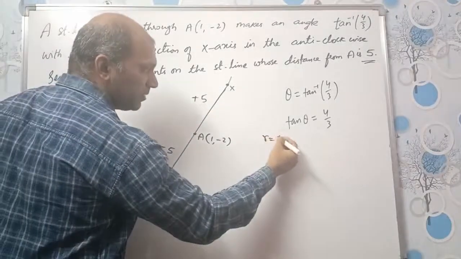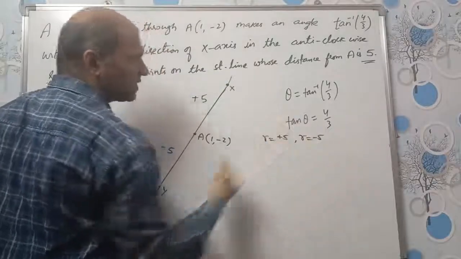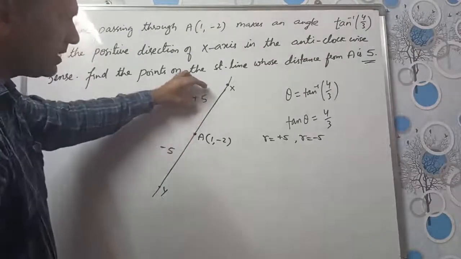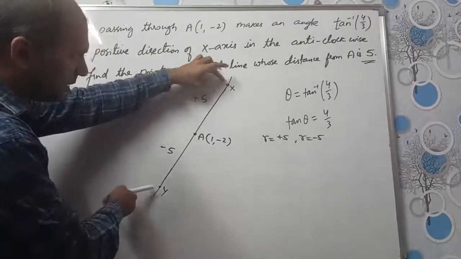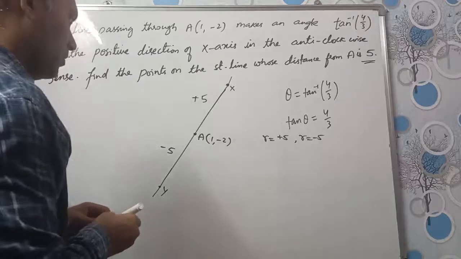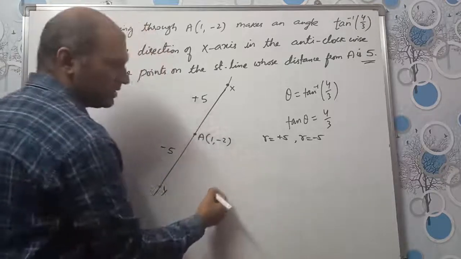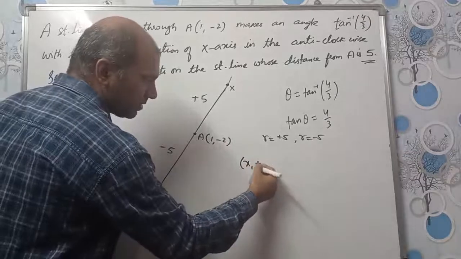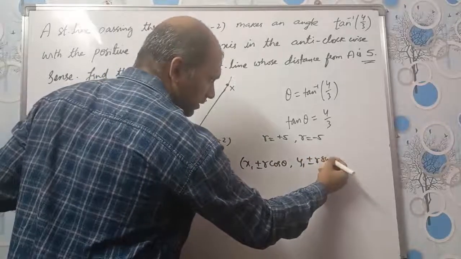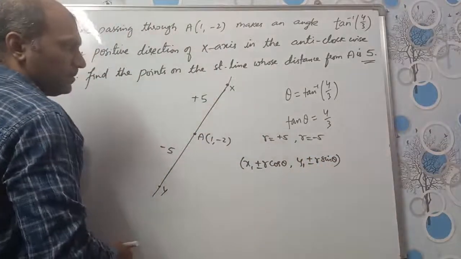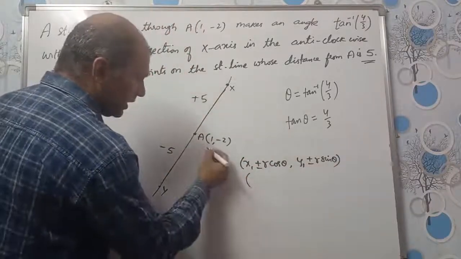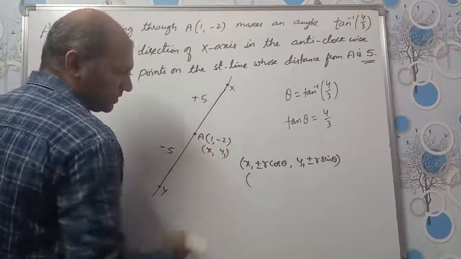So r can be plus 5 and r minus 5. Now see, what is this form? We have a point and at a distance of r we need to find the coordinates of the points. We can use this parametric form, isn't it? So it is x1 plus minus r cos theta, y1 plus minus r sin theta. We'll write the r value here. We are writing plus minus together, right? So here x1, y1 is 1 comma minus 2.